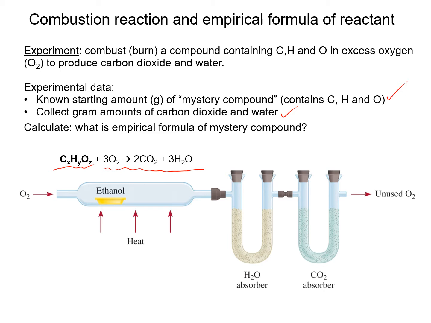A typical setup is going to be to take some compound, in this case ethanol, expose it to excess oxygen, and then collect our H2O and our CO2, and this is how it's going to work. This is, if you were in the lab, the kind of experiment that you would set up in order to achieve your determination of the empirical formula of your compound.